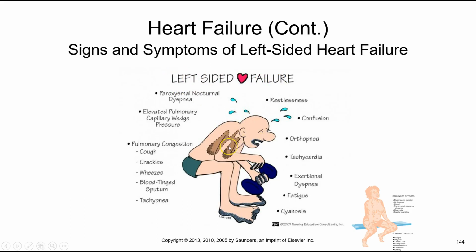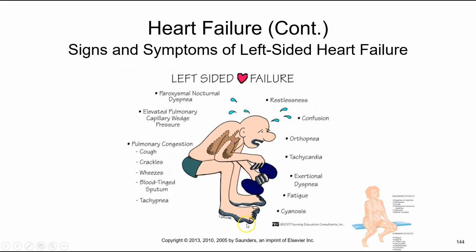So left side of the heart takes blood from your lungs to your body. So the problem with left-sided heart failure is congestion of fluid in your lungs and insufficiency of blood being pumped forward. So most of the manifestations are pulmonary congestion. You're going to hear cough and crackles and wheezes in the lungs. And then again, the forward effect, the downstream effect, are going to be like cyanosis. Their lips are going to be blue.